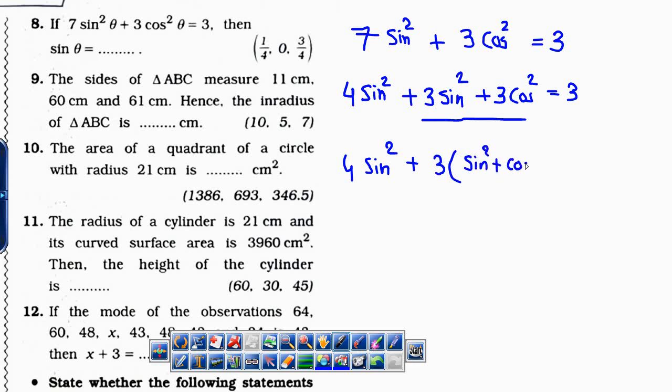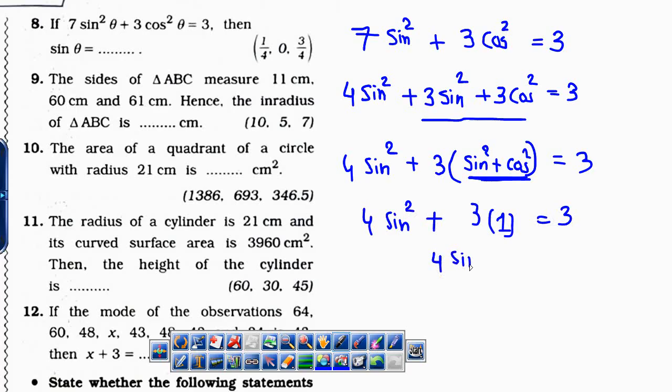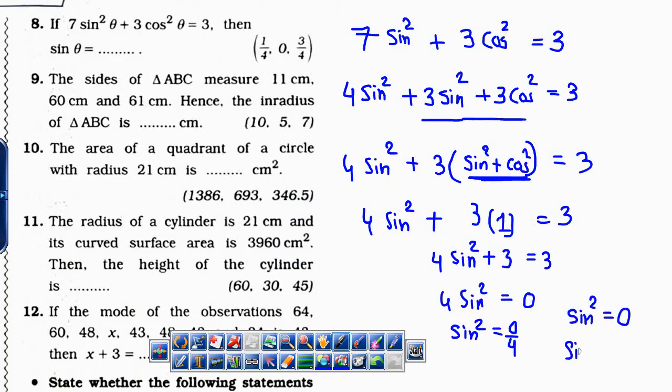If I take 3 common, I get sine square plus cos square. And sine square plus cos square is 1. So I get 4 sine square plus 3 into 1 is equal to 3. 4 sine square plus 3 is equal to 3. 4 sine square is 0. Sine square is 0 upon 4. Sine square is 0. Therefore sine is also 0. The answer is 0.